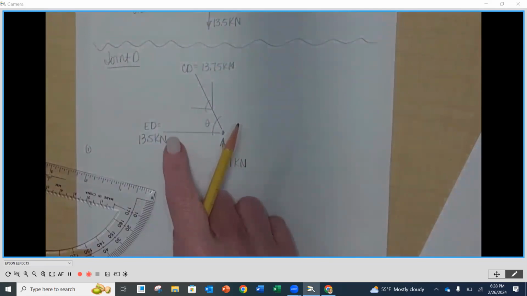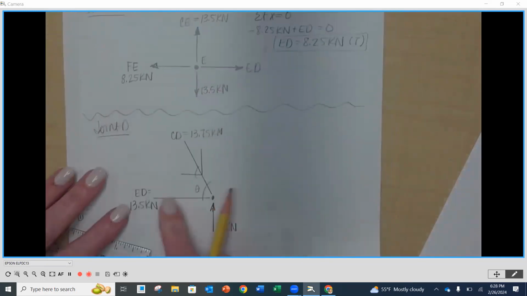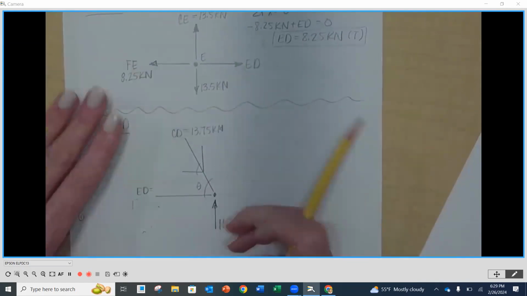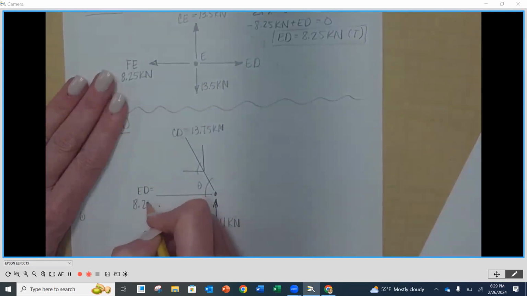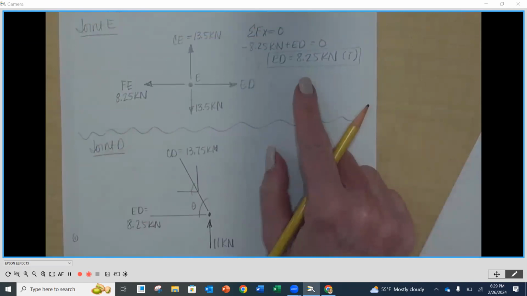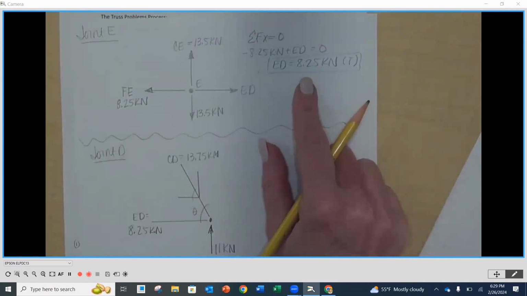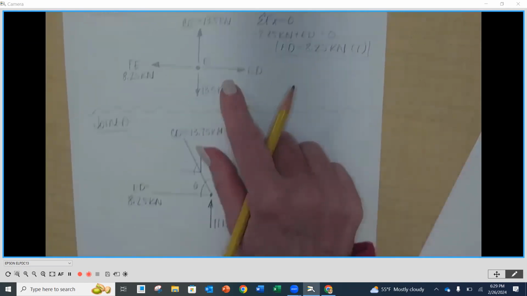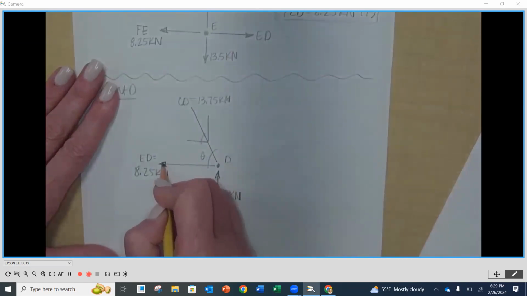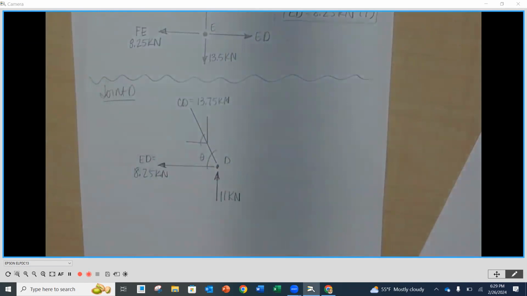As we look here, I'm going to go back to my previous joint at E. ED was in tension 8.25, sorry, I put the wrong number there. 8.25 kilonewtons. Looking at the wrong one. Okay, 8.25 kilonewtons, and it's in tension. So if it's in tension at E, it has to be in tension at D. So it's going to be pulling away, going to the left.